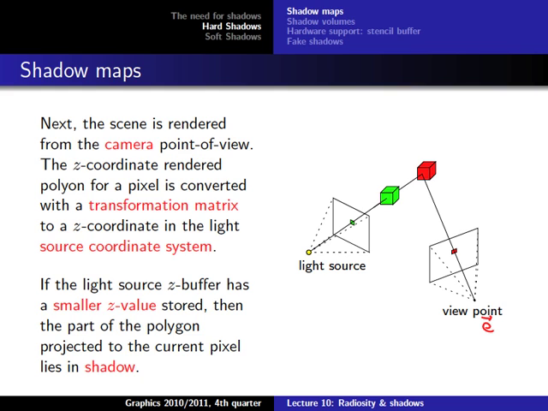So you have two set buffers with two set values, and what you do now is you do a transformation of this coordinate system into the light source coordinate system, and we know how to do that. This is just a transformation from one coordinate system to another one. And then we have two set values here. We have the set value set dash, and we have the set value set here from this perspective.